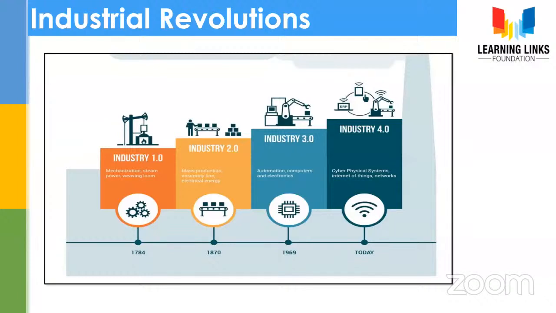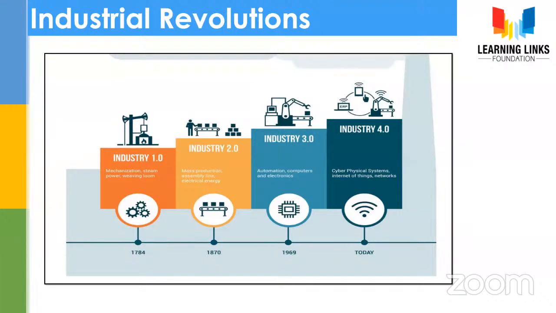I think you can see it in the automobile industry right now, where we use the robotic arm. With the help of the robotic arm, we pick something up and drop it on a base station. So this is the revolution of 1969, Industry 3.0.